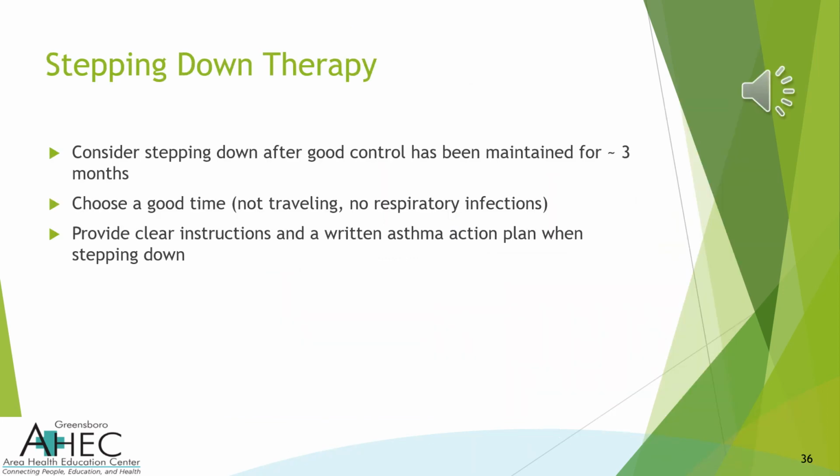Once initial treatment is started, it is important to revert back to the arrow circle of assess, adjust, and review response. If your patient does not have symptom control, remember to check factors beyond pharmacotherapy, such as comorbidities, inhaler technique, and so on. If your patient has maintained good control for at least 3 months, you can consider stepping down therapy. You want to make sure the patient is on board and that there are no travel plans or any respiratory infections during the step-down time. Your patient should always have a written asthma action plan, but it's even more important to provide clear instructions on the plan when stepping down therapy.